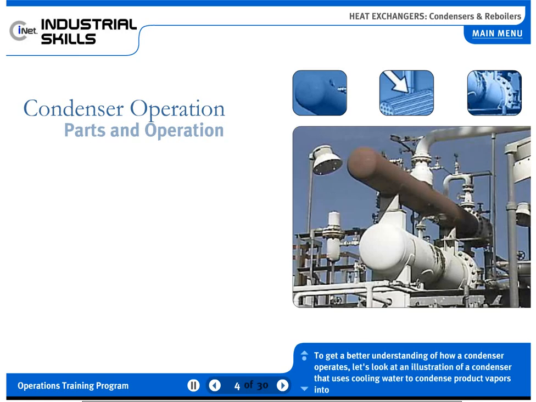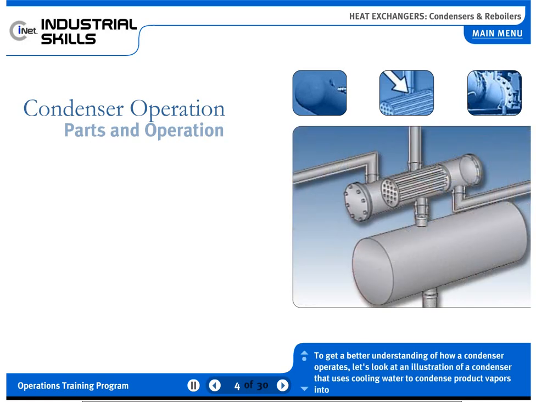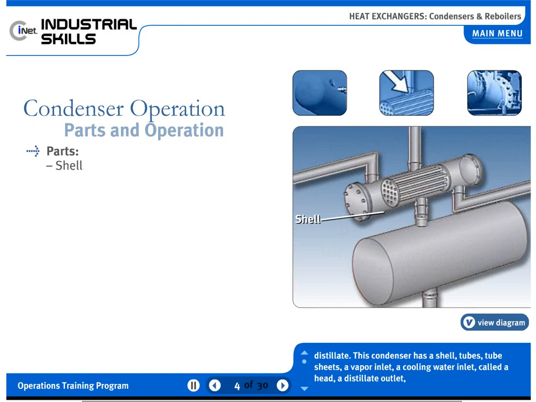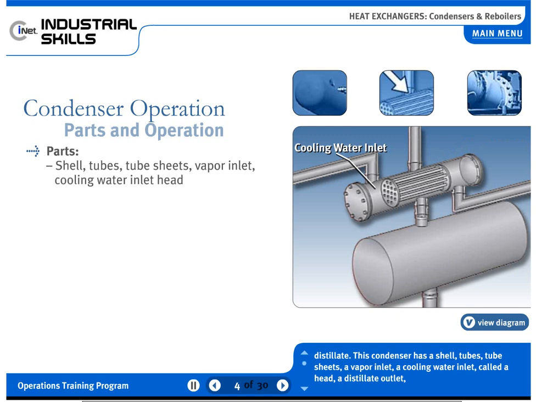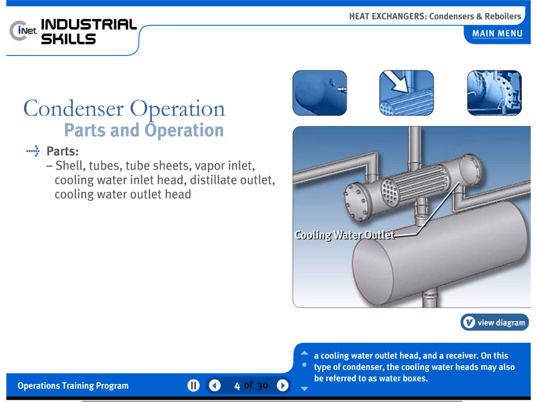To get a better understanding of how a condenser operates, let's look at an illustration of a condenser that uses cooling water to condense product vapors into distillate. This condenser has a shell, tubes, tube sheets, a vapor inlet, a cooling water inlet called a head, a distillate outlet, a cooling water outlet head, and a receiver. On this type of condenser, the cooling water heads may also be referred to as water boxes.